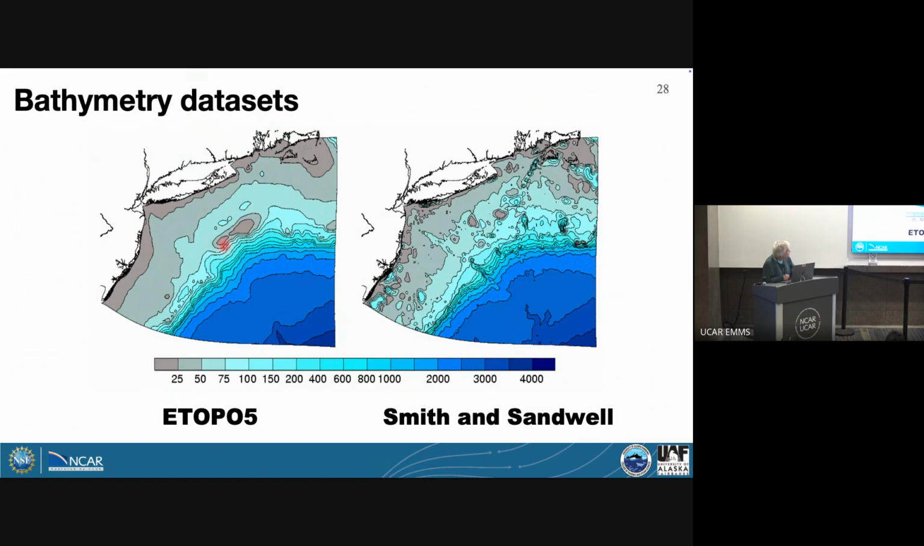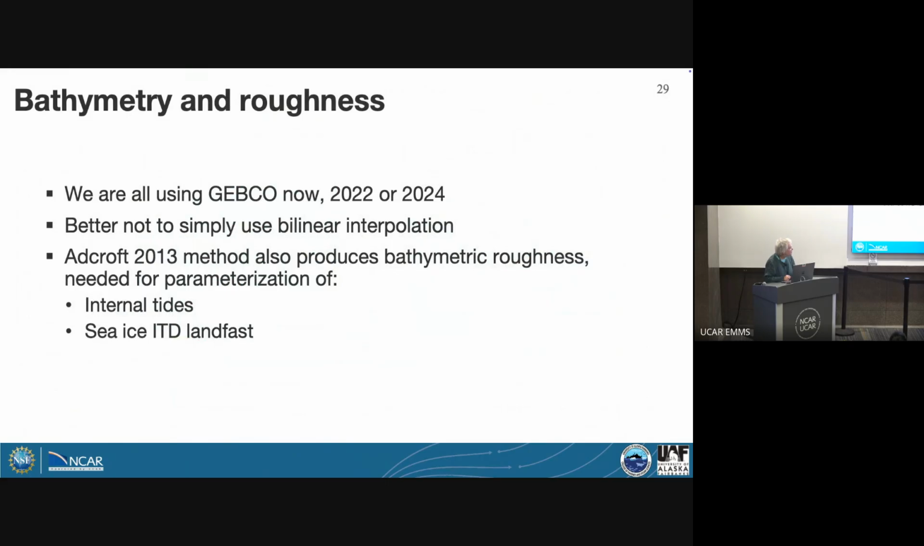And an alternate choice is Smith and Sandwell, which does have a Hudson Canyon, but it also has these unphysical bumps or pits in the coastal ocean, and it's just really unsatisfactory. And now everybody's using Gebco for better or worse, and hopefully it doesn't have quite as many obvious pits like that, and it's really high resolution.